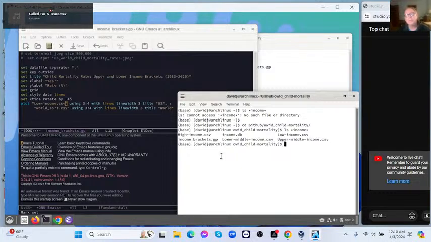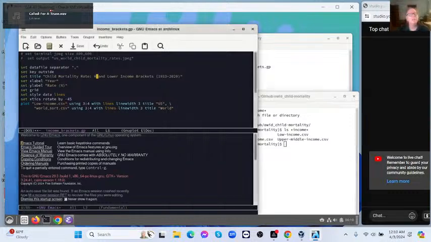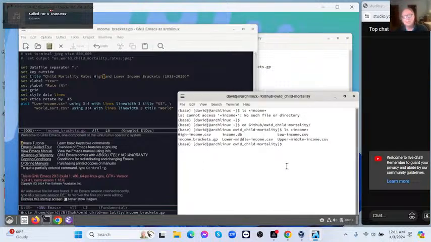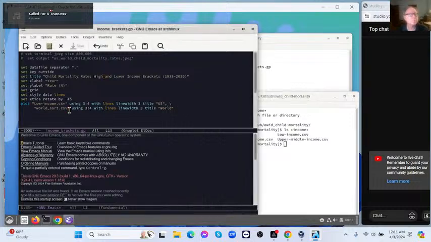The first question is which columns. I'm thinking, well, it should be the same columns, right? Let's see, high income. Let's change this to low and high income bracket. All right. We'll see if this actually gives us anything. Okay, let's just see what happens here.